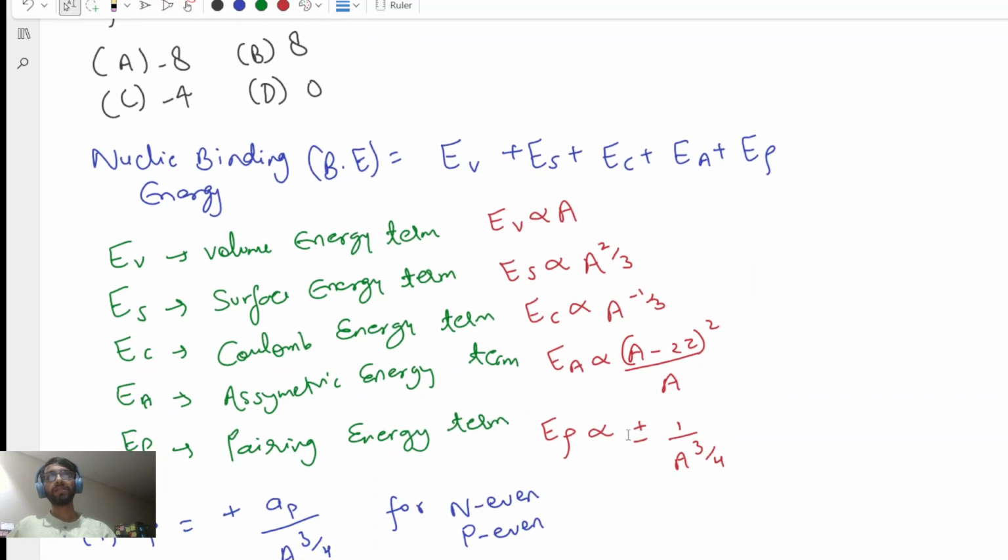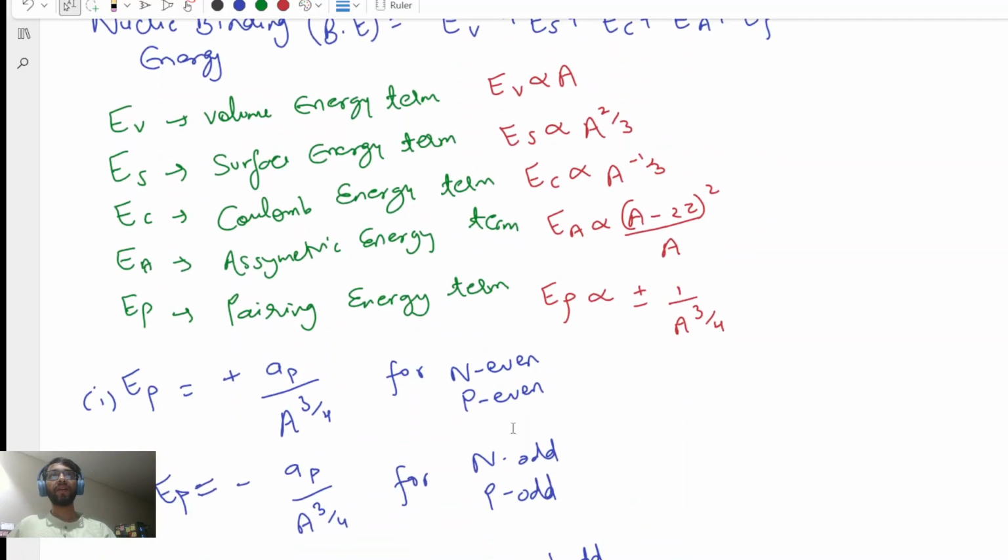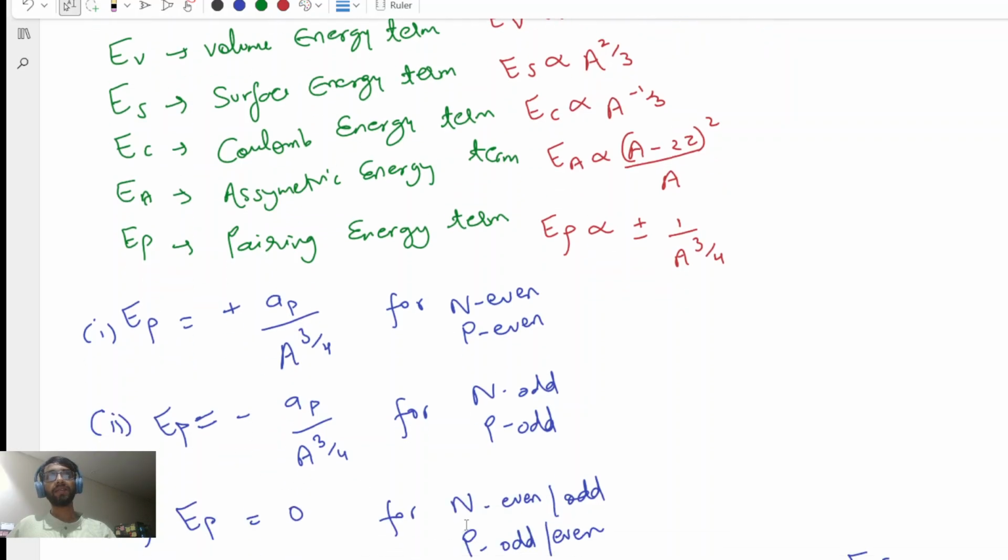Now, this pairing energy term has three cases. In case one, if the number of neutrons is even and the number of protons is even, say 4 and 4, then E_P equals plus A_P upon A^(3/4), means a positive sign will come. If N and P both are odd, then E_P equals minus A_P divided by A^(3/4). Minus sign will come for the energy term. If N is even and P is odd, or N is odd and P is even, then E_P equals 0.